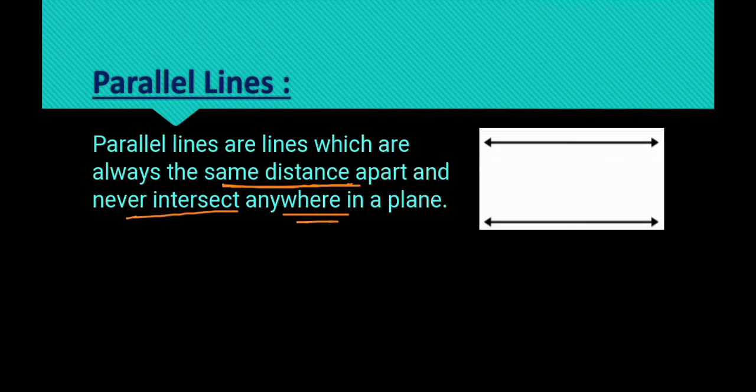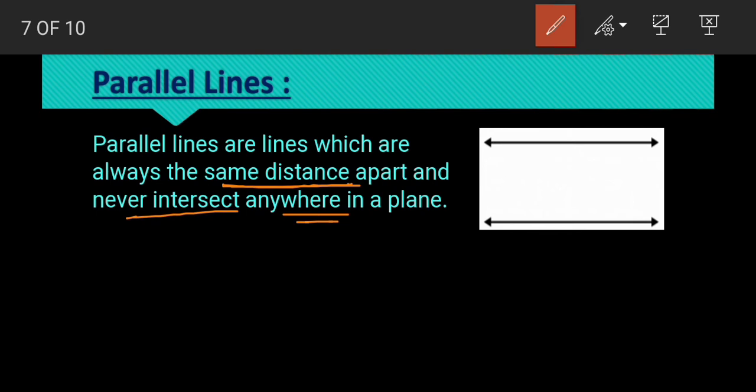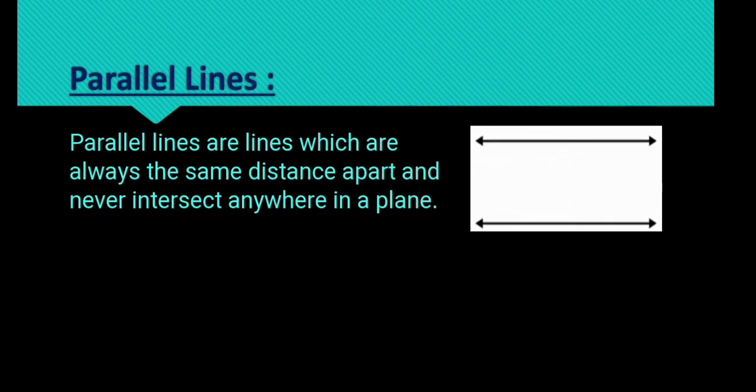Look at this picture. Here are the two lines, first line and second line, and both are equidistant at each and every point, here, here and here. If we measure the distance, we get the same distance anywhere, and these two lines never cross each other. Then you can say that they are parallel lines.